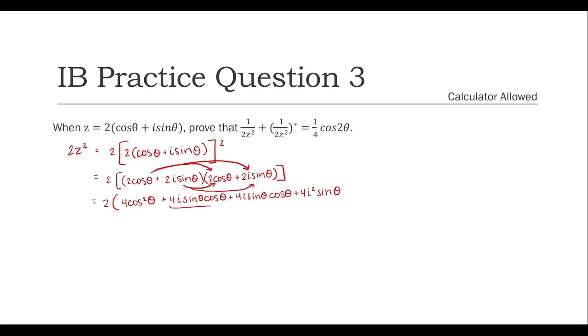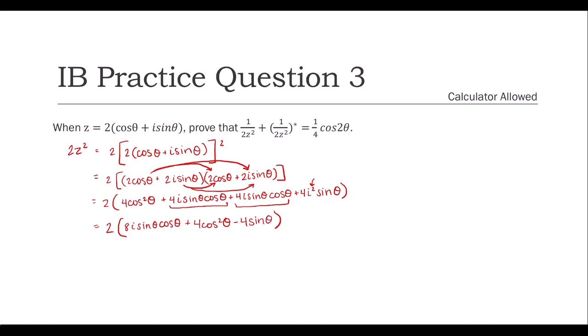So these 4i times sine theta cosine theta can be combined to become 8i sine theta cosine theta. And then we have plus 4 cosine squared theta. And then this i squared is going to be a negative 1, so we have minus 4 sine squared of theta.